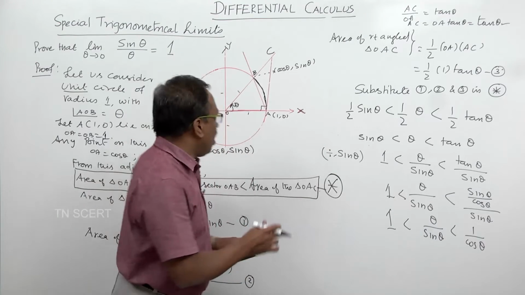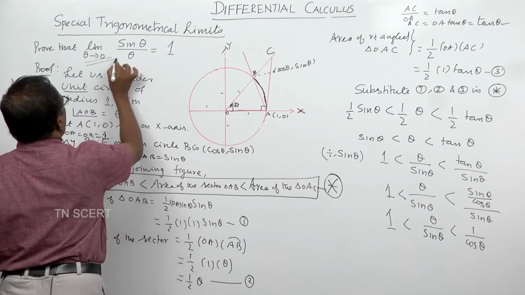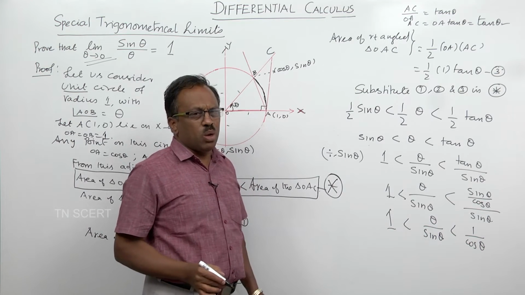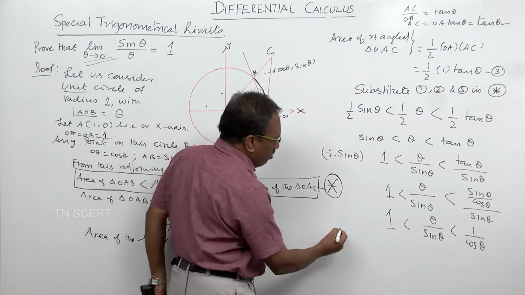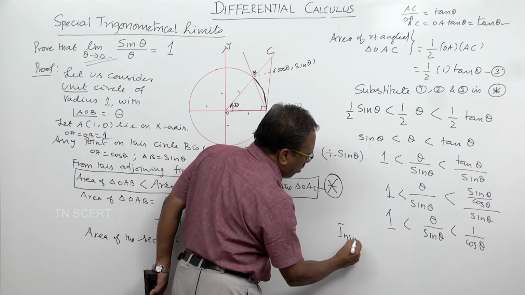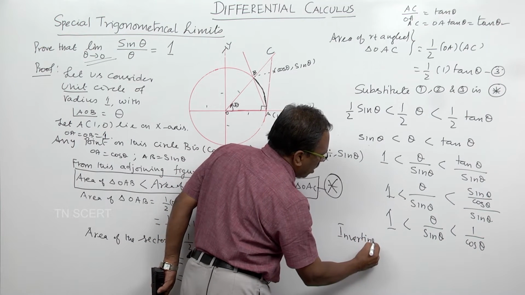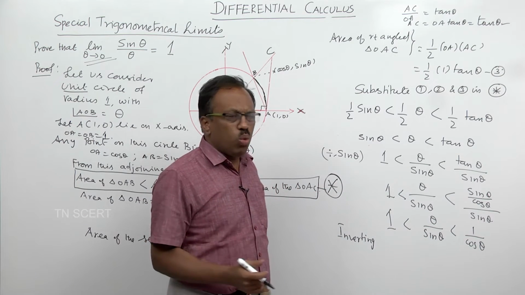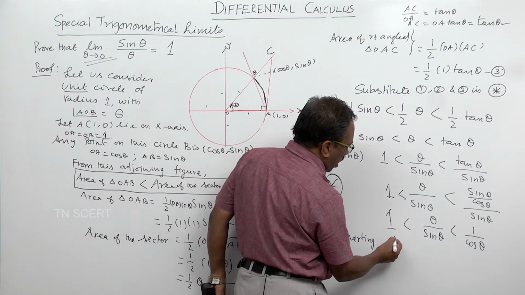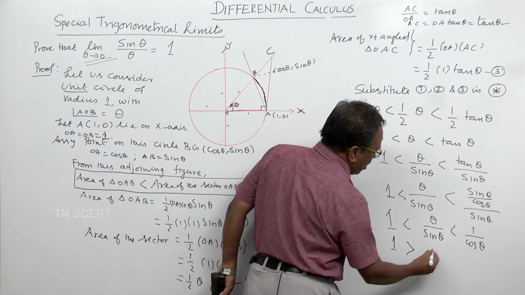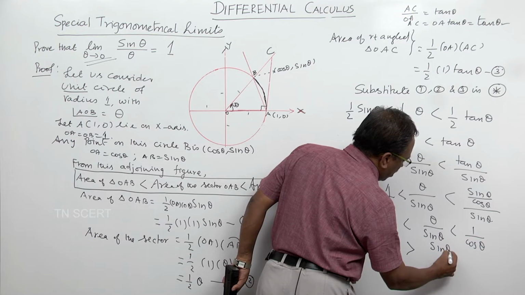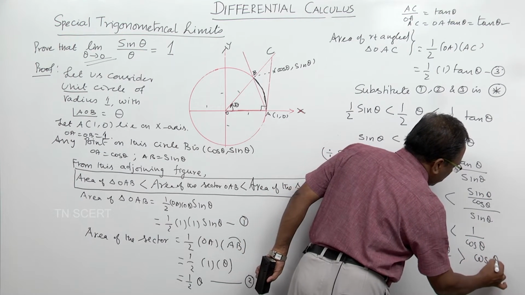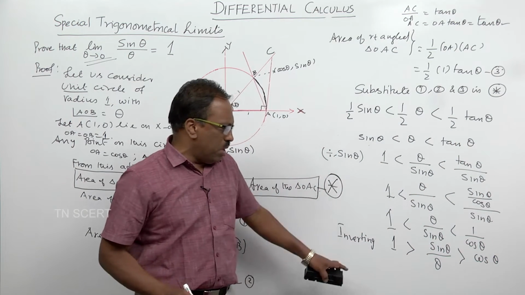But that is not it, because the important thing is we have to apply limiting points. Everywhere you apply limits now. So now, inversion means obviously the inequality will change. In what way will the inequality change? It is 1 greater than sin theta by theta greater than cos theta. The inequality will change, remember that.